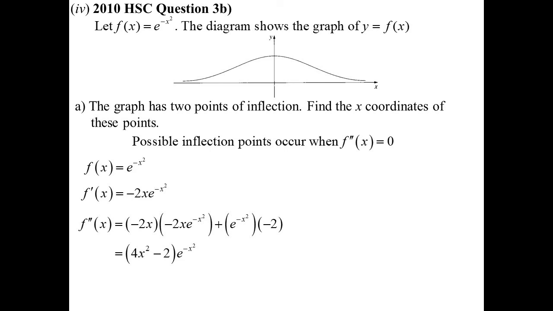We've got a common factor of e to the minus x squared, and inside the parentheses we get 4x squared minus 2. We're saying, when does that equal 0? Well, either the exponential equals 0, that can never happen, or 4x squared minus 2 equals 0. And that'll be when x equals plus or minus 1 on root 2. Now, normally we would go and test those points, because these are just finding possibilities for the inflection point. But since they have told us it only has 2 points of inflection, and we've found only 2 answers, they must be the inflection points.